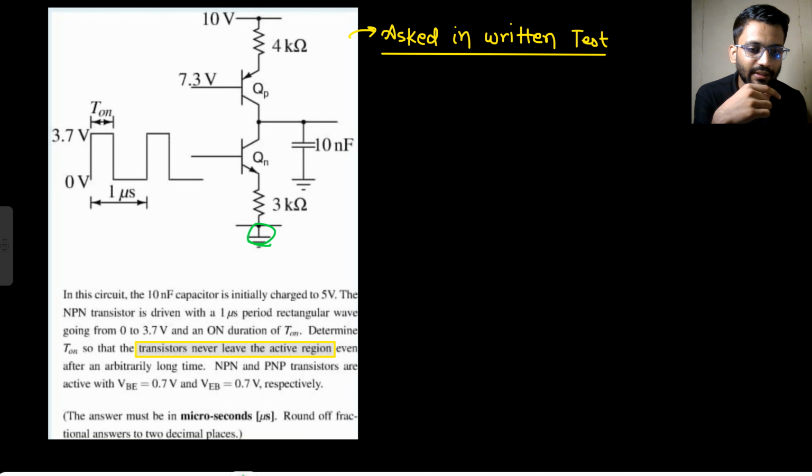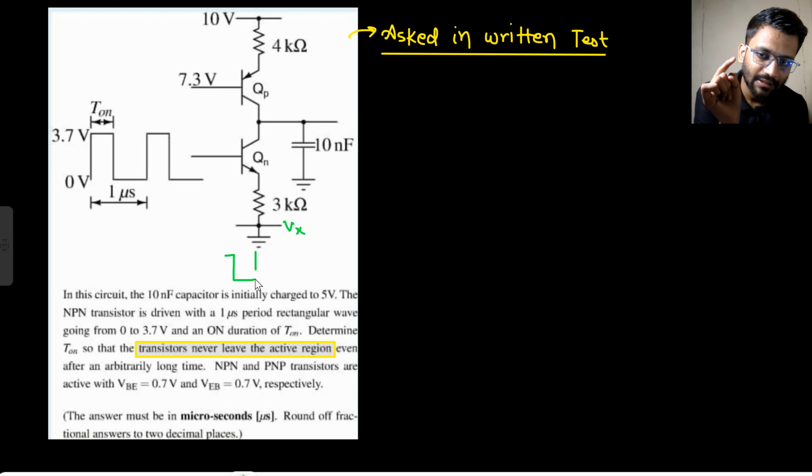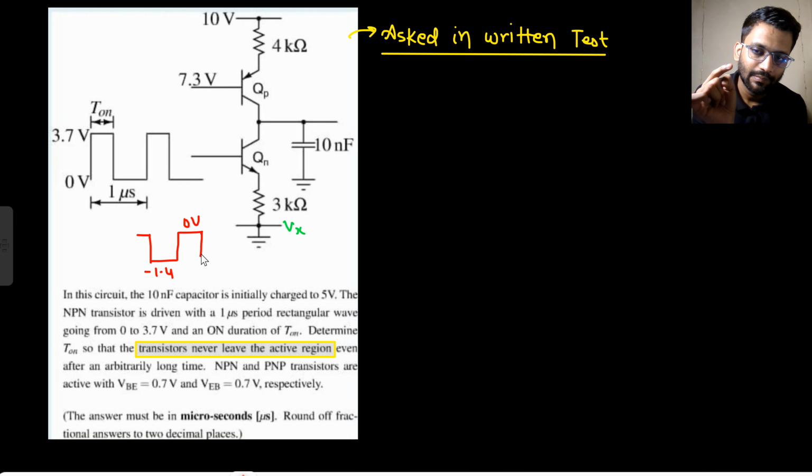Instead of this ground, I should apply some potential Vx, and that potential should be, when it is T on, let's just say this Vx is minus 1.4 volt. Better I should make it with red pen. So I am making one Vx potential as well. What is this Vx potential? For time window T on, it is minus 1.4. And for time window T off, it is 0. Are you getting this point? For this window of T on, it is minus 1.4 volt. For time T off, it is 0 volt.